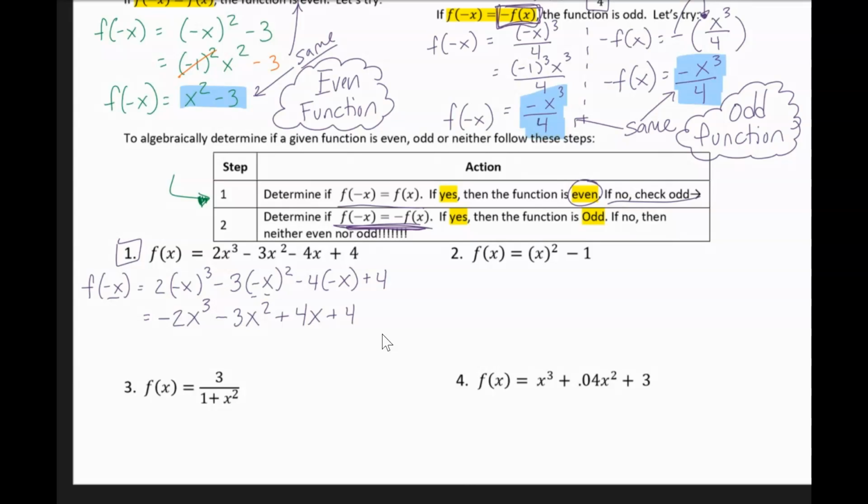So now is the stopping point. Now is when I check, is this f of negative x the same thing as my original? No. So what does that mean I need to do now? Check for odd. So now I need to check for negative f of x. Meaning I need to negate everything in my original function. So basically, I'm just distributing the negative to every single term. So this becomes negative 2x cubed plus 3x squared plus 4x minus 4.